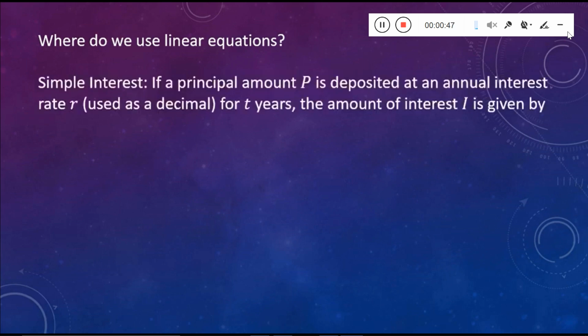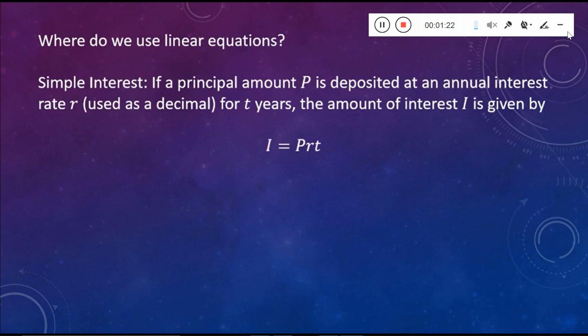So we saw in the previous video a little bit of a real-life application of them. This video, there's going to be more of a focus on the real-life applications of linear equations. So one big use of linear equations is in simple interest. If you deposit some fixed quantity of money, say P dollars, into, say, a savings account, and the savings account has an annual interest rate R that's used as a decimal.